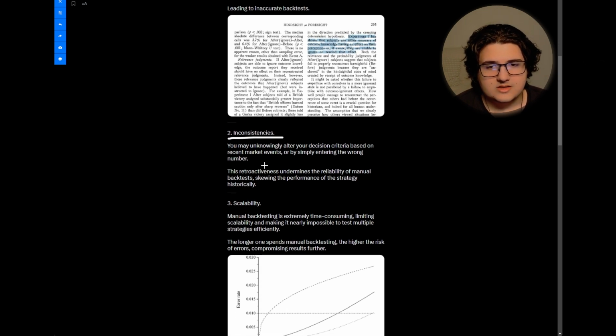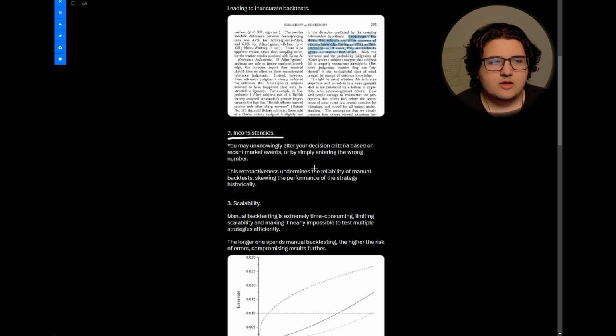Two is the inconsistencies. So you may unknowingly alter your decision criteria based on recent market events or by simply entering the wrong number. This retroactiveness undermines the reliability of manual backtesting, skewing the performance of the strategy historically. I think many people could probably relate to this. Let's say you've got an Excel sheet, you've been going through it, you're manually entering every single trade, you're manually entering the profit, everything like that.